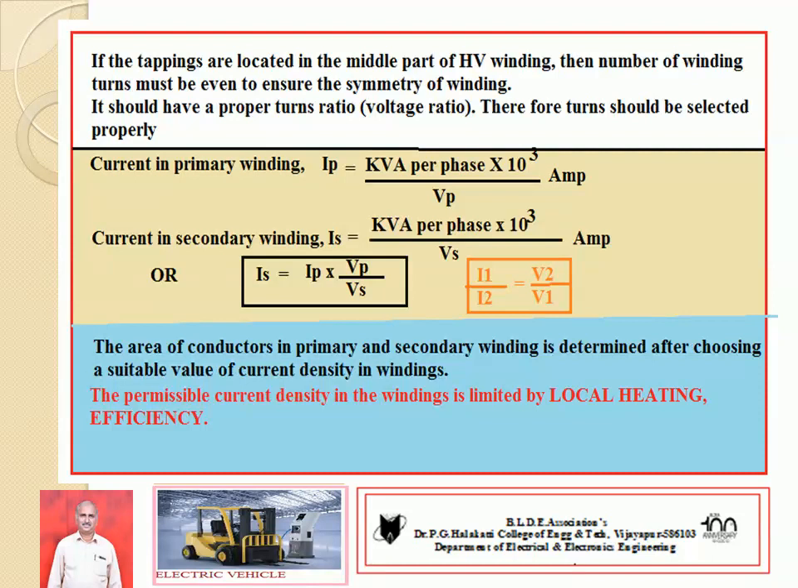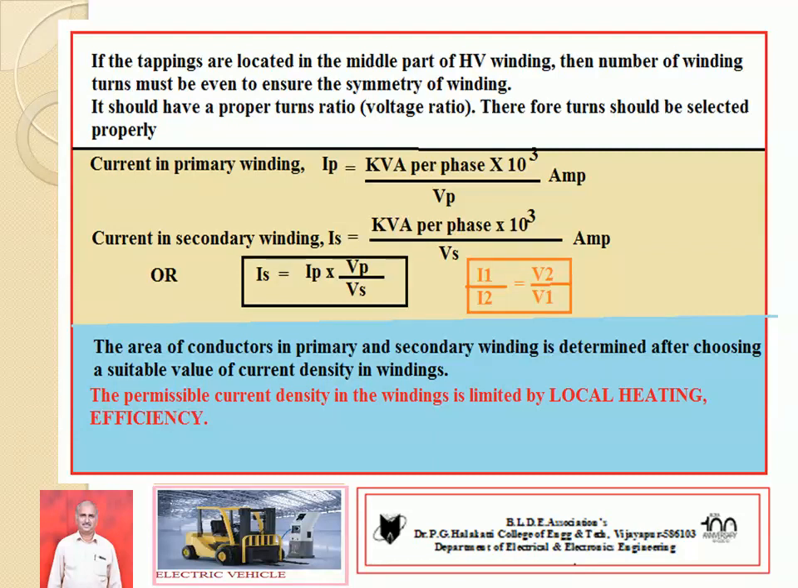Similarly, the secondary current IS is kVA per phase into 10 to the power of 3 divided by VS. Or you can take the ratio I1 by I2 equal to V2 by V1, because current is reversed for the transformation ratio. This is also one method. After calculating the primary current and secondary current, next comes the assumption of current density in the suitable windings.